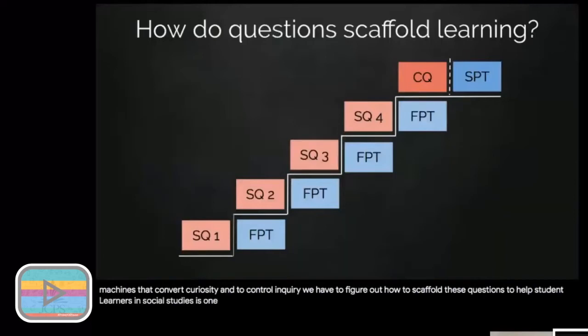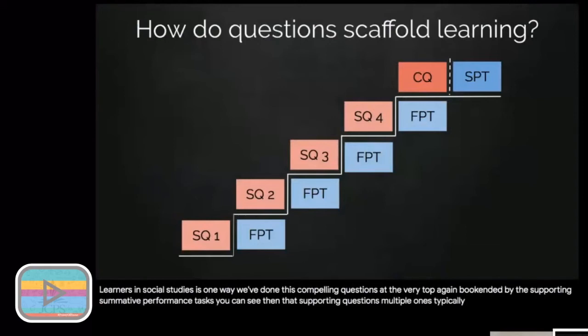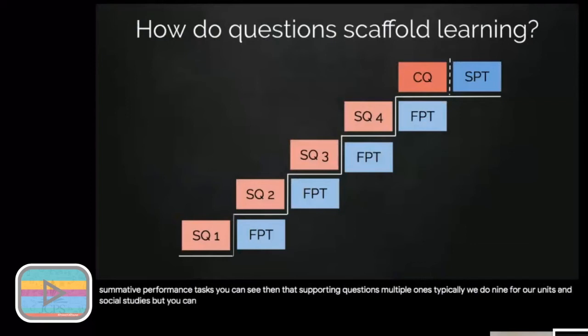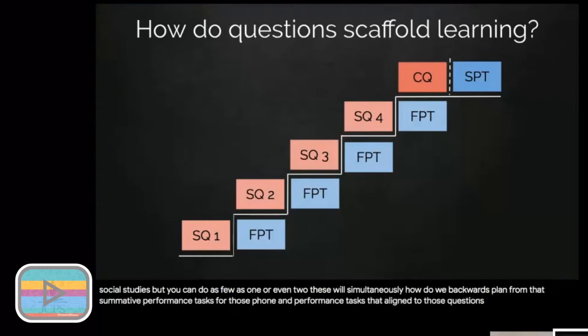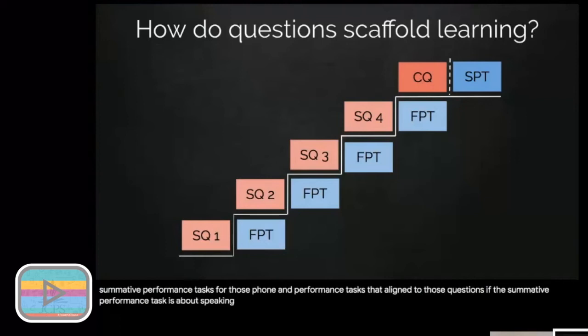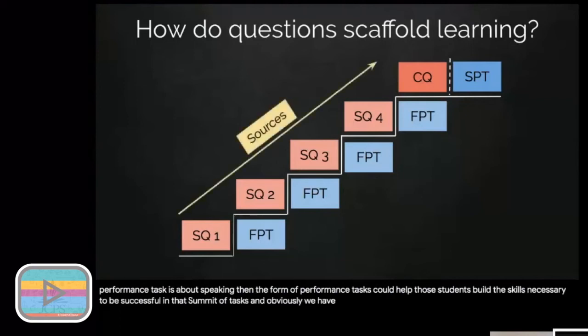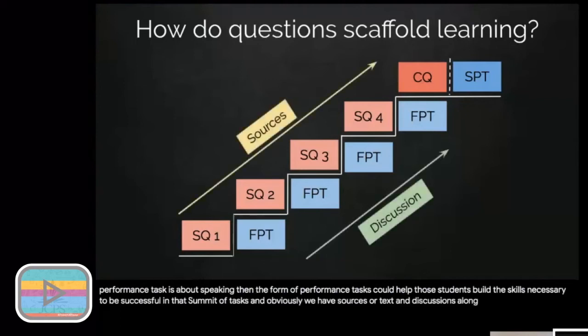In social studies, this is one way we've done this. Compelling questions at the very top, again, bookended by the summative performance task. You can see then that supporting questions, multiple ones, typically we do 9 for our units in social studies, but you can do as few as 1 or even 2. These will help build and scaffold towards a compelling question. Simultaneously, how do we backwards plan from that summative performance task for those formative performance tasks that align to those questions? If the summative performance task is about speaking, then the formative performance task should help those students build the skills necessary to be successful in that summative task. And obviously we have sources or texts and discussions along the way.